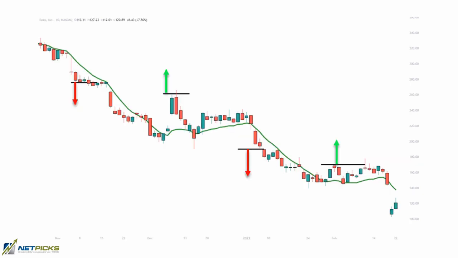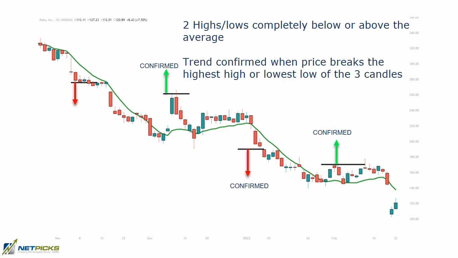So in this chart, we have price breaking the indicator, plotting two higher lows completely above the average, or two lower highs below the average. Now, we would consider a break of the highest high of those two candles, or the lowest low of the two candles, as confirmation of the trend change. And then you would use whatever strategy you use to find entry points into the market.